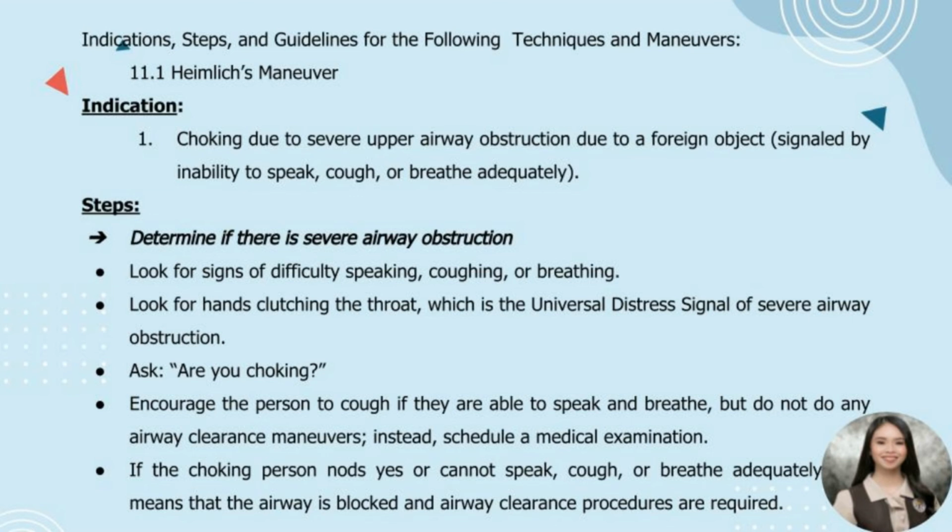First, you should determine if there is a severe airway obstruction. Then you should look for signs of difficulty speaking, coughing, or breathing. Then look for hands clutching the throat, which is the universal distress signal of severe airway obstruction. Then you should ask, "Are you choking?"